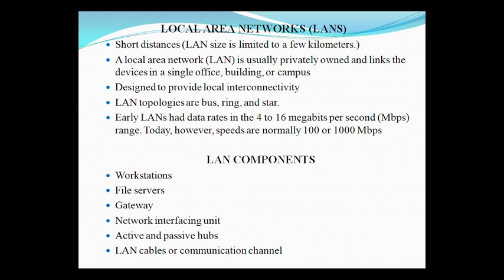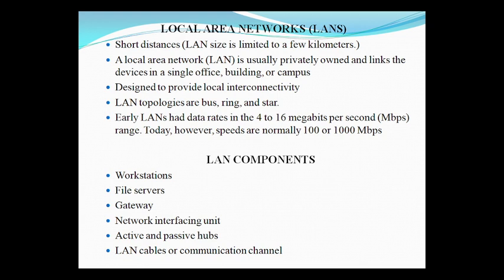In LAN, all the machines are connected to a single cable. Different topologies such as bus, ring, star, tree, etc. are used for LAN. LANs use a layered architecture. Earlier, LANs had data rate in the 4 to 16 megabits per second range. Today, however, speeds are normally 100 or 1000 megabits per second.